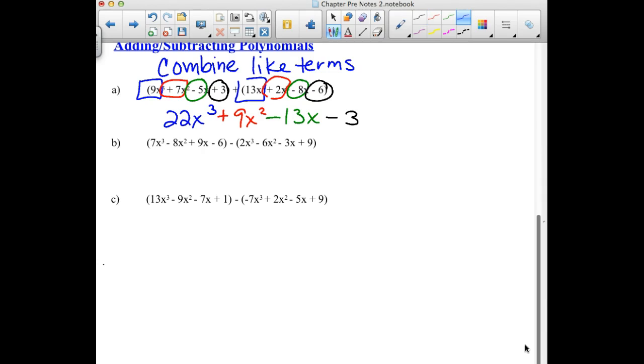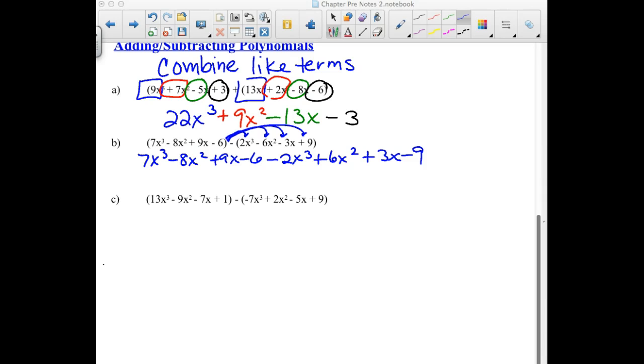All right, the next two are subtraction. Where most people make the mistake is that they forget to distribute this negative sign to all of the pieces after it. Everything in that next set of parentheses. So we're going to rewrite this one. Our first polynomial does not change. Our second polynomial, all our signs become opposite when we distribute that negative. So we have -2x cubed, we have +6x squared, we have +3x, and -9.